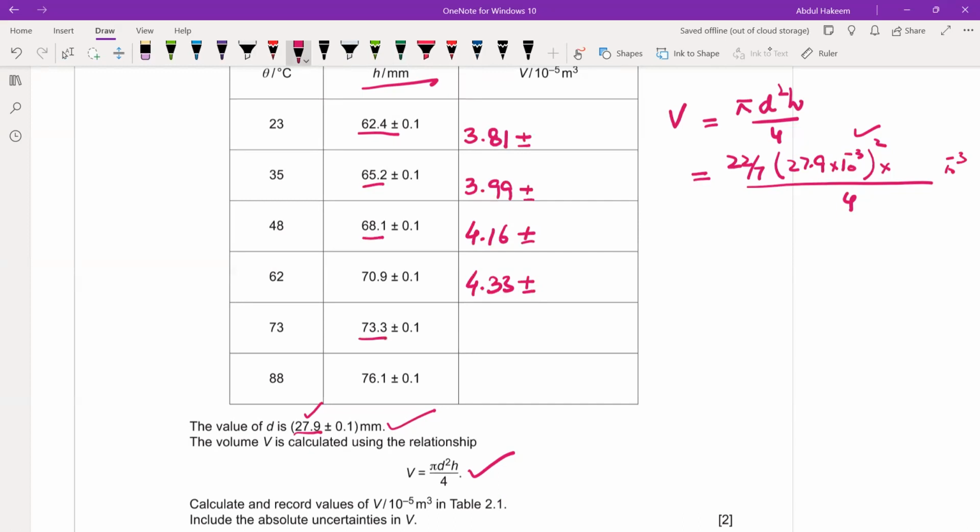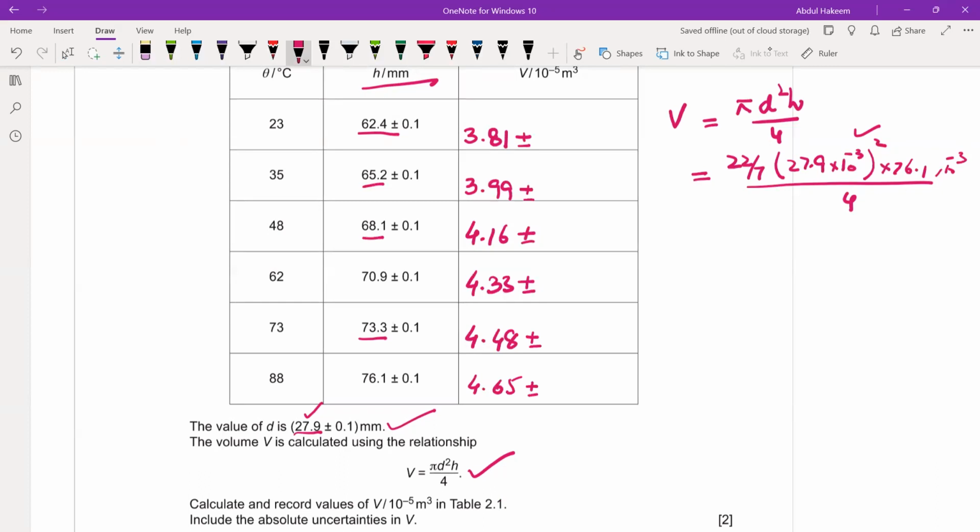Then we will change 70.9 to 73.3, so 73.3 into 10 power minus 3. This is the new h. So the answer is 4.48. And the last value is 76.1. After using the calculator, this comes to 4.65.